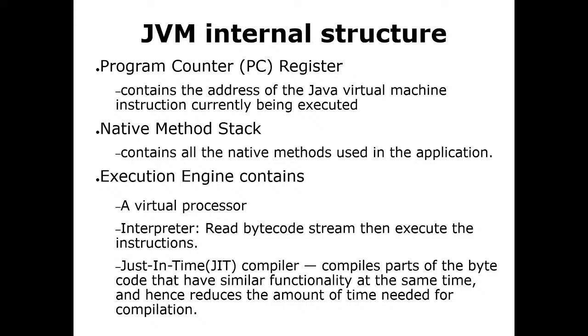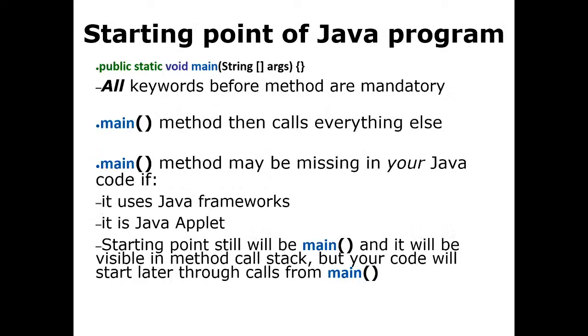Okay. Again, let's go with the Java virtual machine, the internal structure of the Java virtual machine. There's a program counter again, which manages all the stuff, all these methods executed during the program. Right, there's a native method stack again, as I already mentioned, and yes, the execution engine contains virtual processor, interpreter, JIT compiler, just-in-time compiler, and so on and so on.